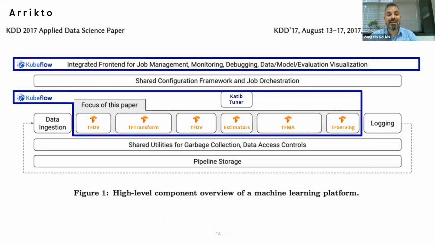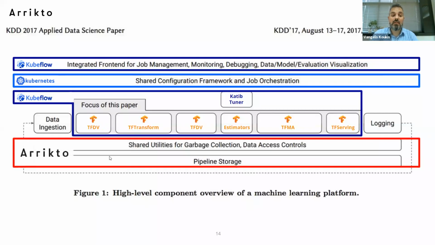Kubeflow gives you an integrated front end to manage your jobs and work with the system. So it gives you a UI to manage notebooks, for example, that we have contributed, by the way. Kubernetes is the shared framework to run these containers. So Kubeflow manages containers on top of Kubernetes. And then for pipeline storage and garbage collection and data access, we integrate our software with Mini Kubeflow and Kubeflow.